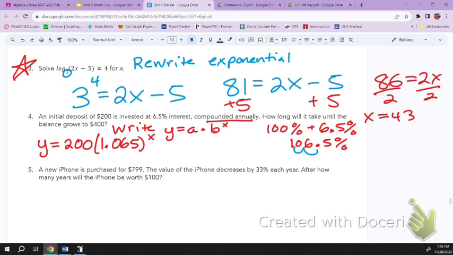It's asking us, how long will it take till the balance grows to $400? The balance. What if we put 400 for y or x? Y. Our input is x, and that's time in years. Our output is money. So I'm going to say 400 equals 200 times 1.065 to the power of x. And now we're going to solve it.